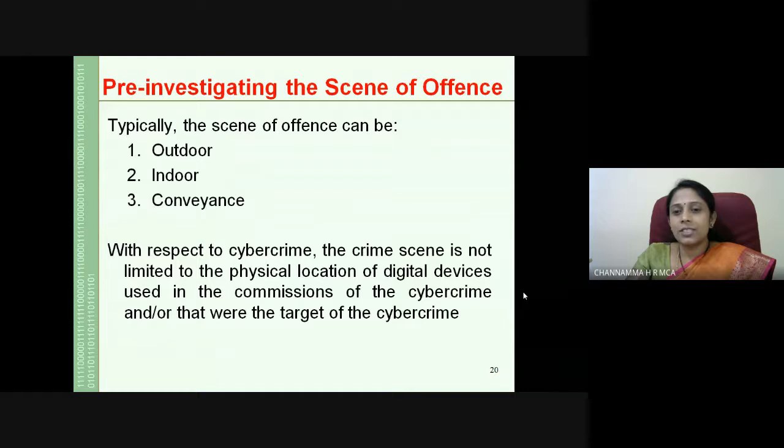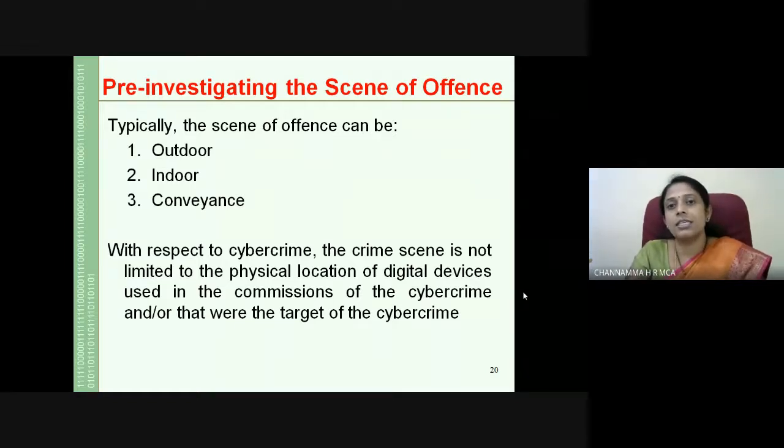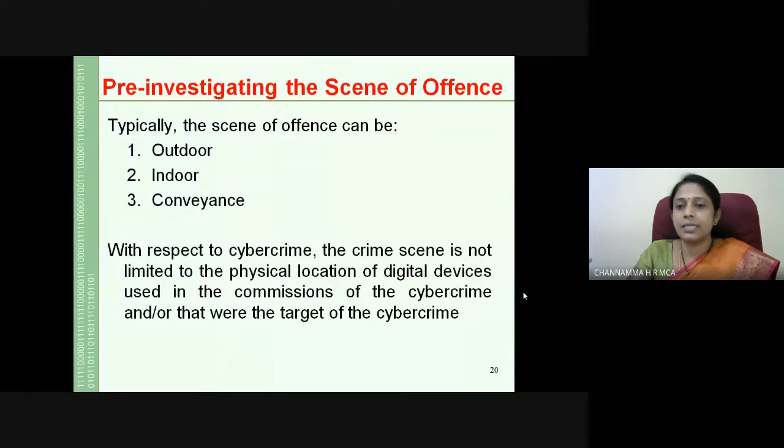But while investigating, if it is a cyber crime, then it locates some IP address, and when we search and go to that particular IP address, again the scene of crime changes. So this is how the scene of offense differs in case of cyber crime. There is no physical location boundary for this kind of cyber crime, but it will be applied as and when it occurs in between the examination.